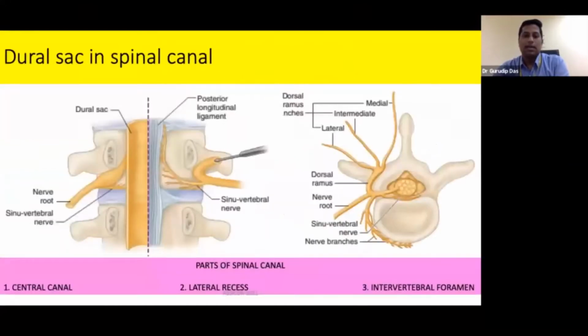In the spinal canal lies the dural sac. The spinal canal is an oval structure, and it can be divided into 3 zones: the central spinal canal, the lateral recess, and the intervertebral foramen laterally. The dural sac occupies the central canal. Between the dural sac and the pedicle or the intervertebral foramen lies the lateral recess.